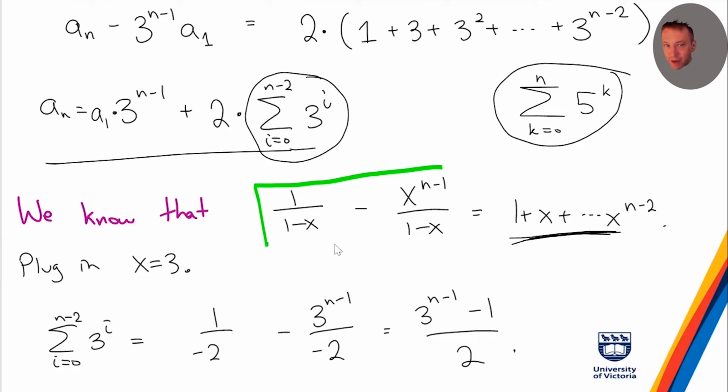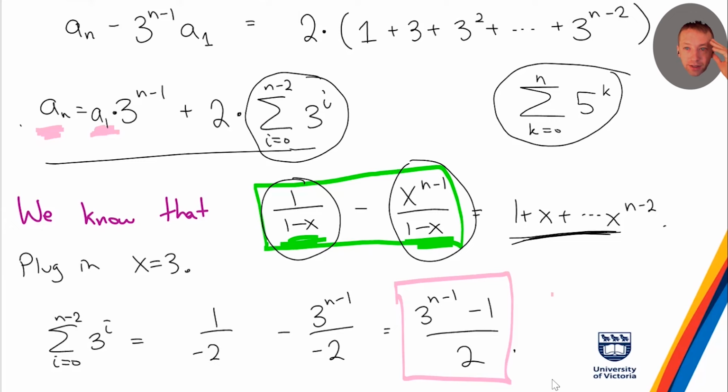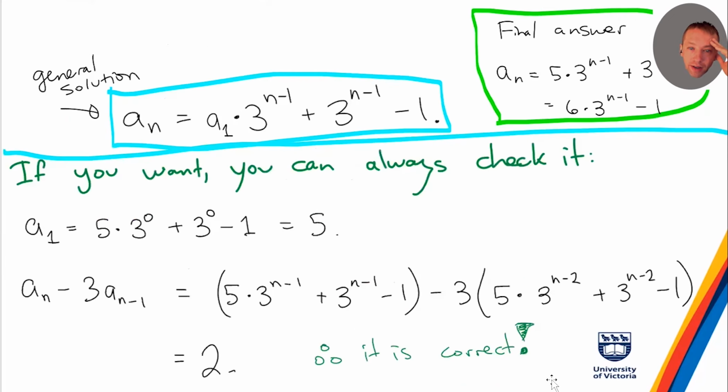By writing out the generating functions, you can see how this works, because all the powers which are n minus 1 or bigger will cancel. I plug in x equals 3 here and here. I get 1 over minus 2 minus 3 to the n minus 1 over minus 2, which, if you cancel some minus 1s, gives you this. And this finishes everything. a_n is this, a_1 is 5, so I can plug in a 5 here. Then I've got 2 times this summation, and I've worked out the summation. So that's the answer: a_n is 5 times 3 to the n minus 1.